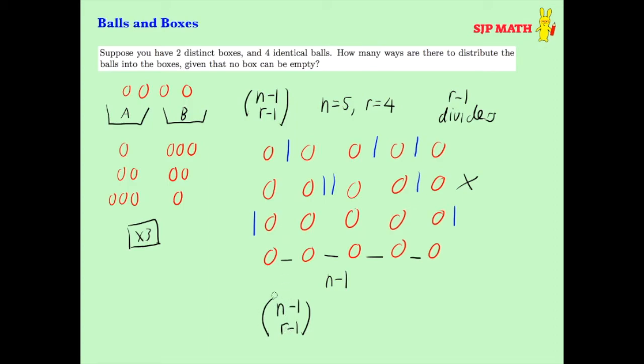So let's try using this to find the answer to this question. So here n is equal to 4 and r is equal to 2. So our answer will be 4 minus 1 choose 2 minus 1, which is equal to 3 choose 1, which is equal to 3. And that's our answer. And we can see that it's exactly the same as the answer we got by bashing, but this was a much quicker and elegant solution. So remember this formula, it's pretty useful.